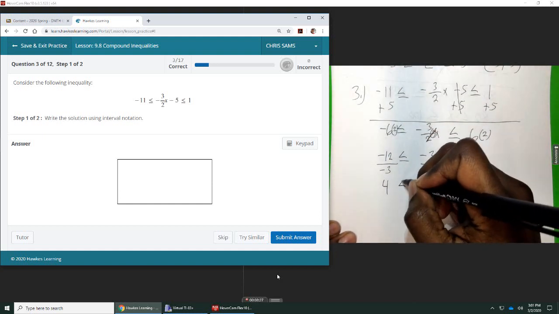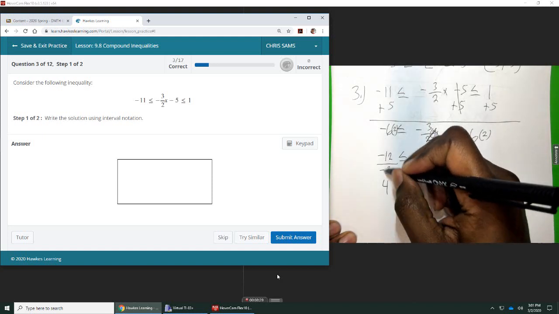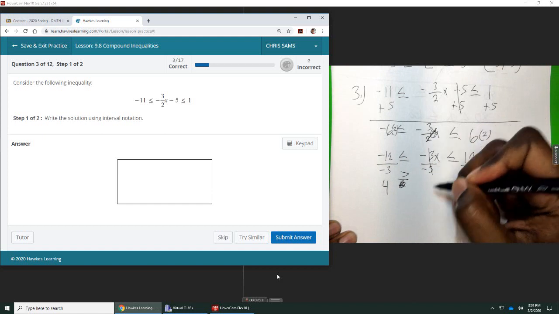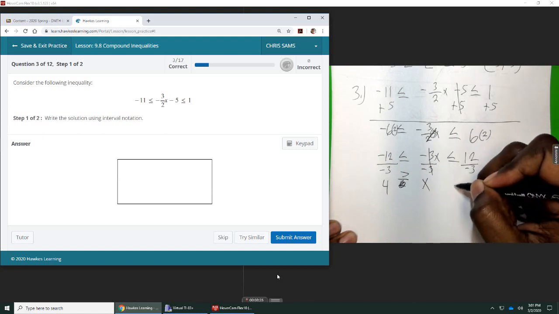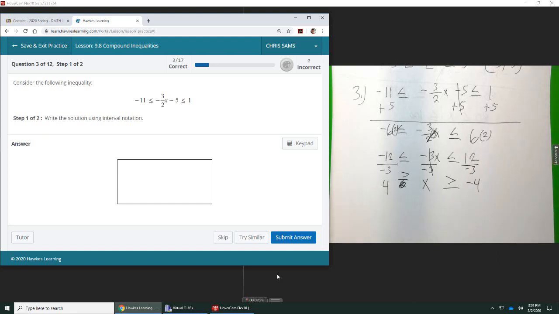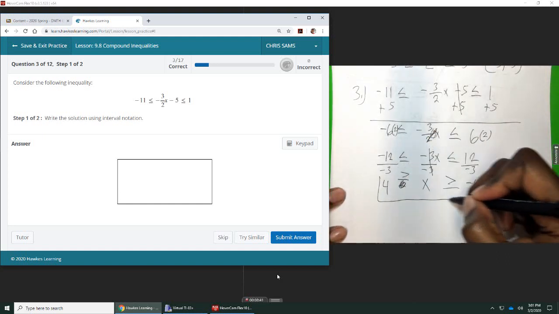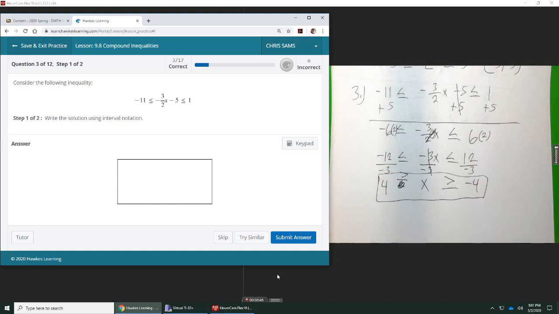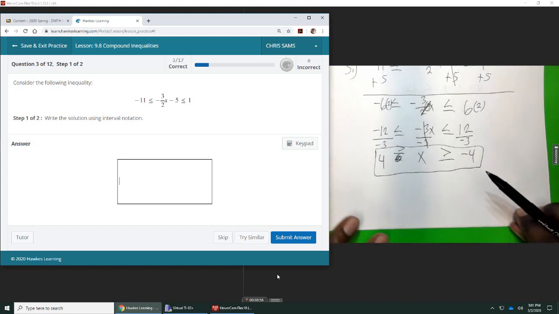And -12 divided by -3 is a +4. Less than, actually, we flip the sign when we multiply or divide by a negative, so greater than or equal to. Divide by -3, that becomes a +1x. And this also gets flipped, and this becomes a -4. Okay, so this expression right here is the correct answer, but it's written backwards from how we normally do things. Our number line goes from negative on the left to positive on the right. So this is out of order because it's positive to negative. So we're going to just flip it around and write it in the right order.